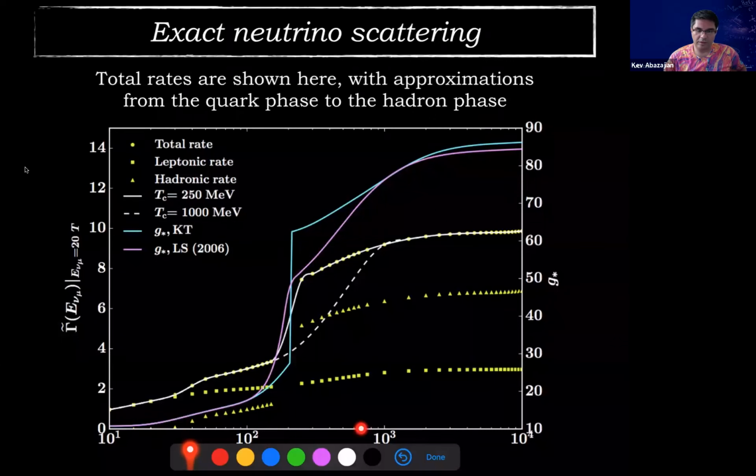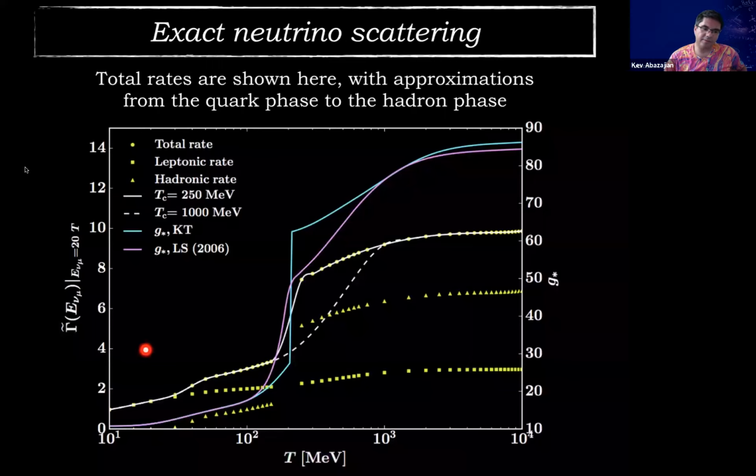So the calculation then basically included the fact that you have leptonic interactions and hadronic interactions, which are much higher, particularly the hadronic rates, much higher at high temperature. So increasing temperature is this way, but increasing time is this way. So the total interaction rate is the solid white line, but we don't know exactly the nature of the quark-hadron transition.